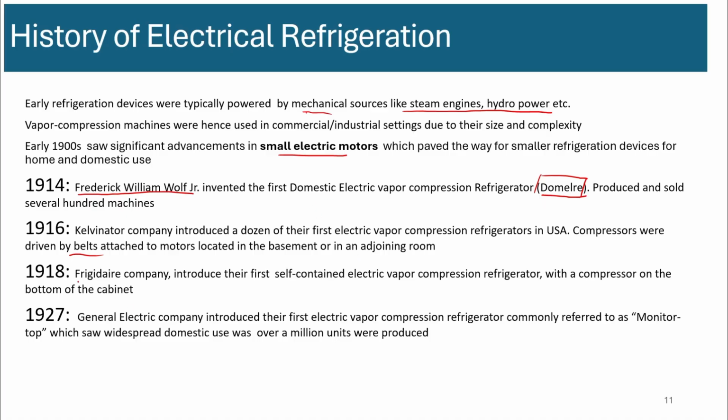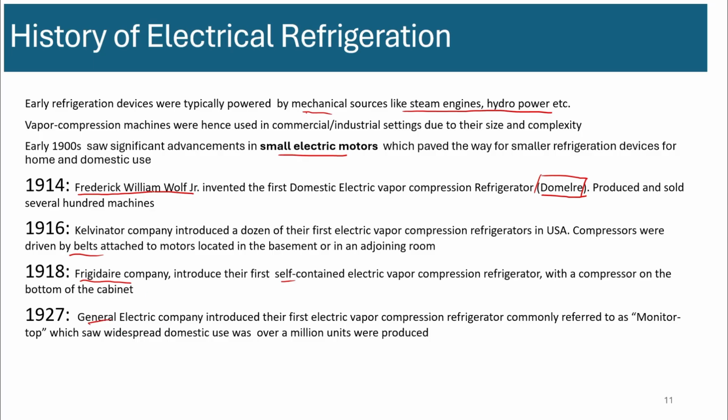Another version came in 1918, this time by the Frigidaire Company, and the compressor was on the bottom of the cabinet, right next to the refrigerator. Frigidaire Company still exists, and it's owned by Electrolux. But the domestic refrigerator that got wide popularity, where millions of people purchased it, was made by General Electric Company.